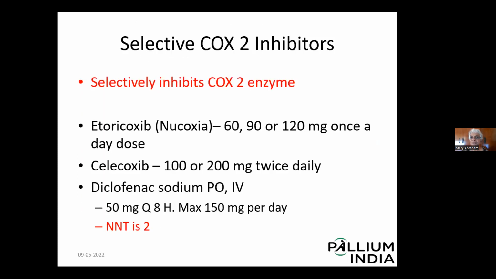Now, the selective COX-2 inhibitors inhibit only the COX-2 enzyme, preserving the COX-1 effect. The examples are etoricoxib or Nucoxia, given as a single dose of 60, 90, or 120 mg a day, or celecoxib, which is given at a dose of 100 or 200 mg twice daily, or diclofenac, which is also a COX-2 inhibitor. It can be given orally or IV. Its NNT is also very good. It's only 2, just like Brufen.